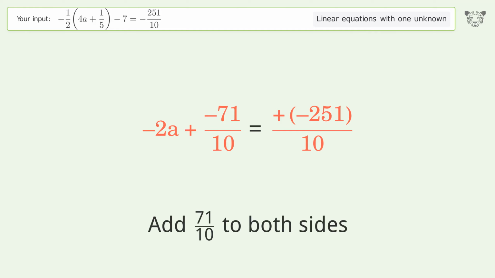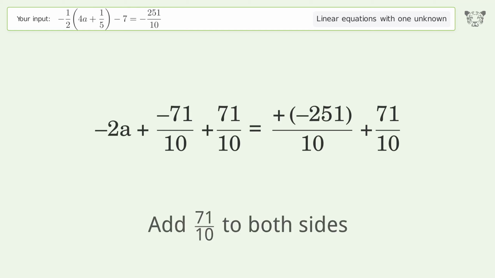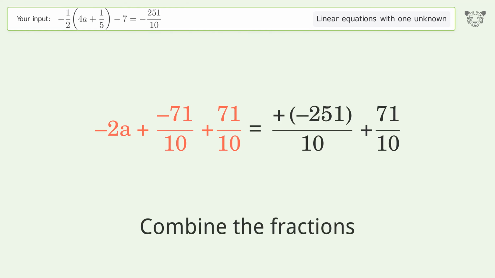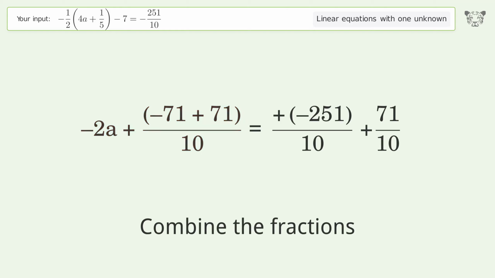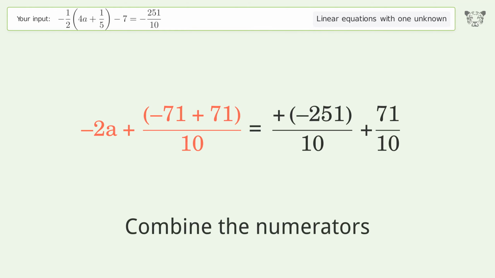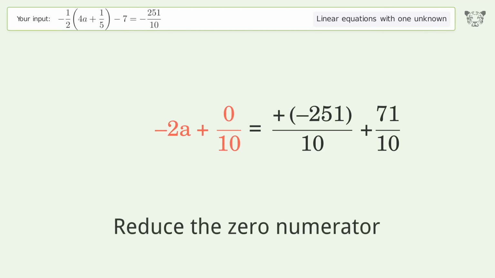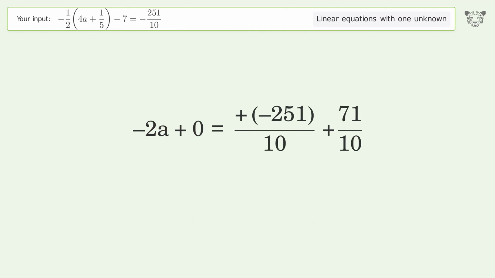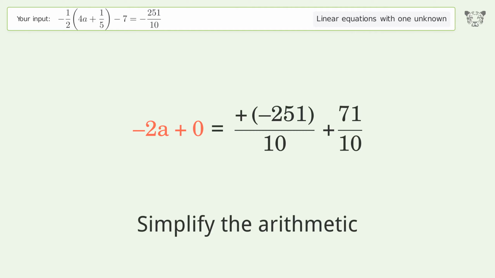Add 71/10 to both sides. Combine the fractions. Combine the numerators. Reduce the zero numerator. Simplify the arithmetic.